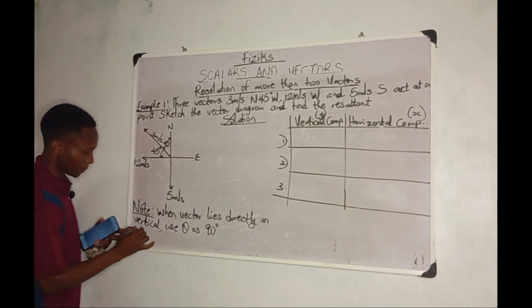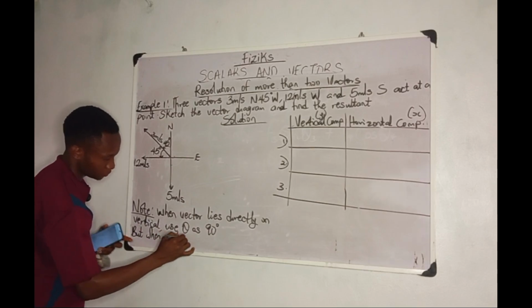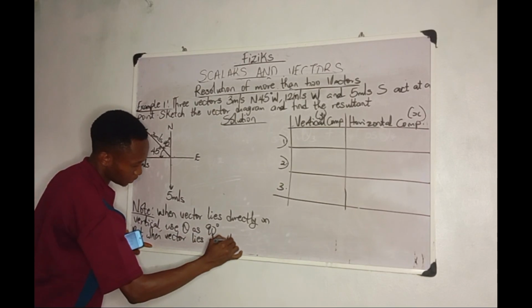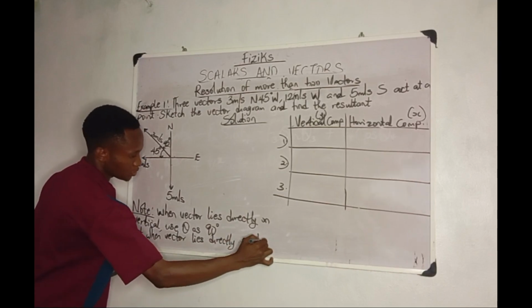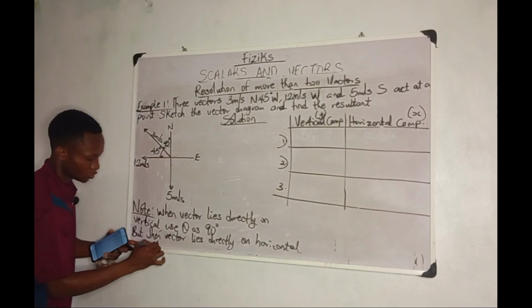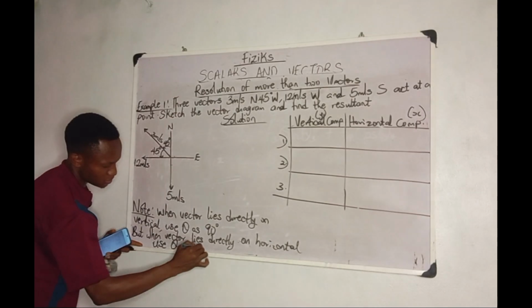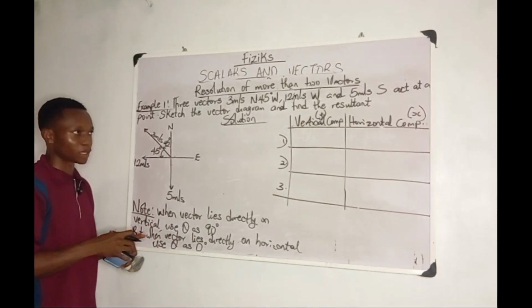But when a vector lies directly on horizontal, use theta as 0 degrees. I hope you get what I said. Now let me show you what I mean by that.